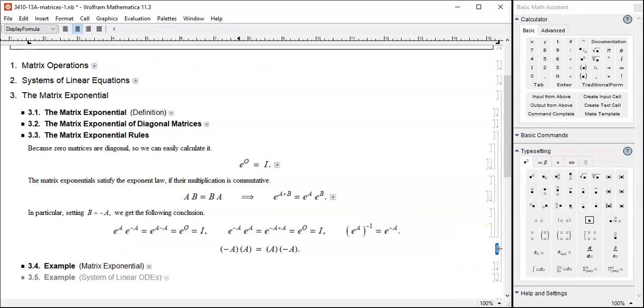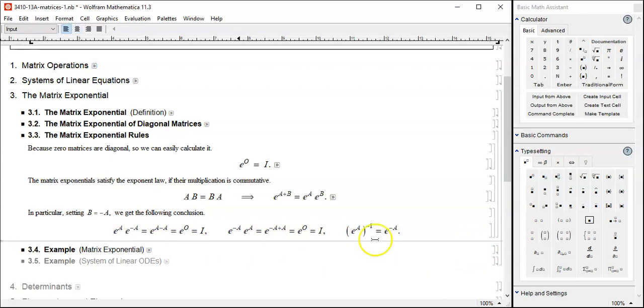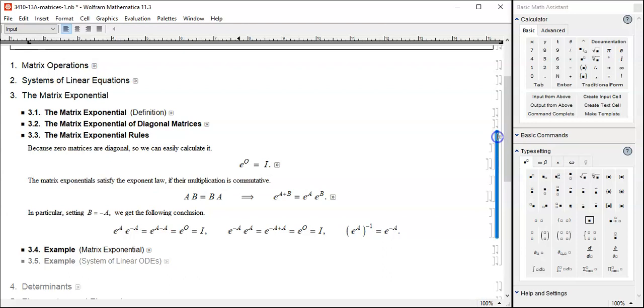Here's another interesting result, therefore. The original matrix A is just a square matrix. It may not be invertible, but e to the A power is always invertible. And the inverse is e to the negative A power. So A doesn't have to be invertible. e to the A power is always invertible. Interesting.